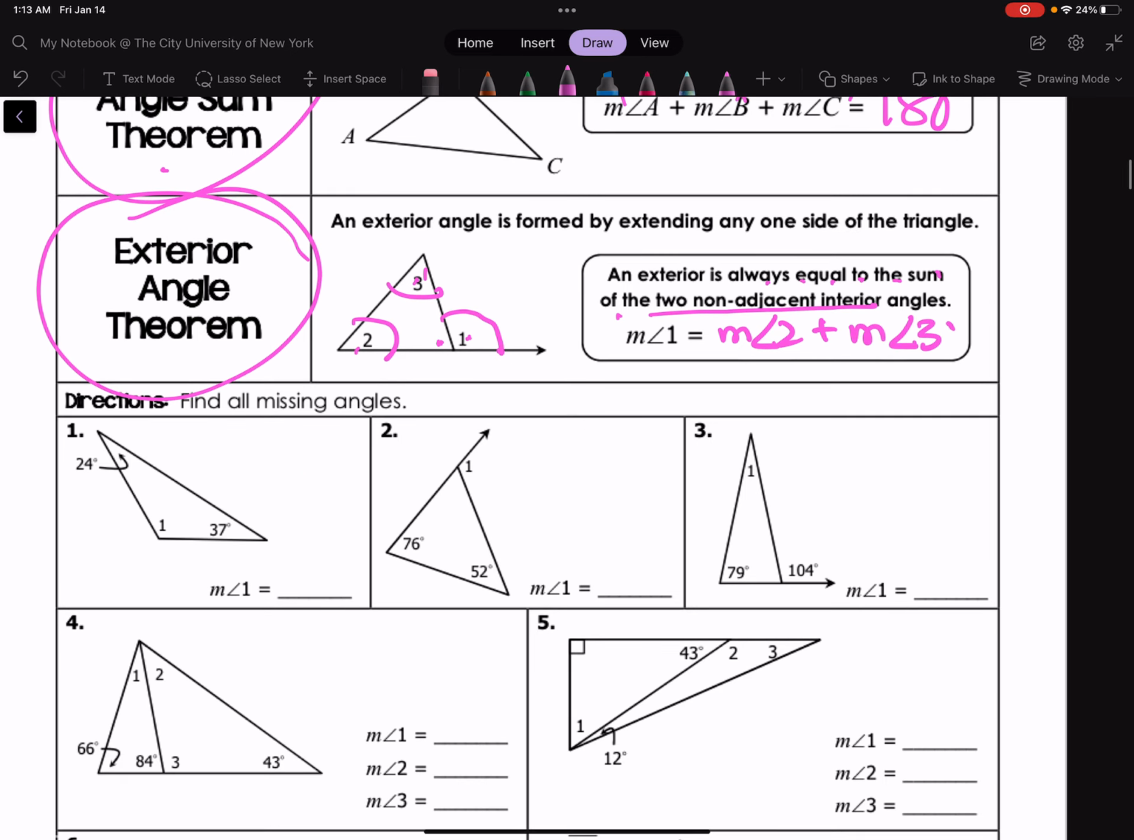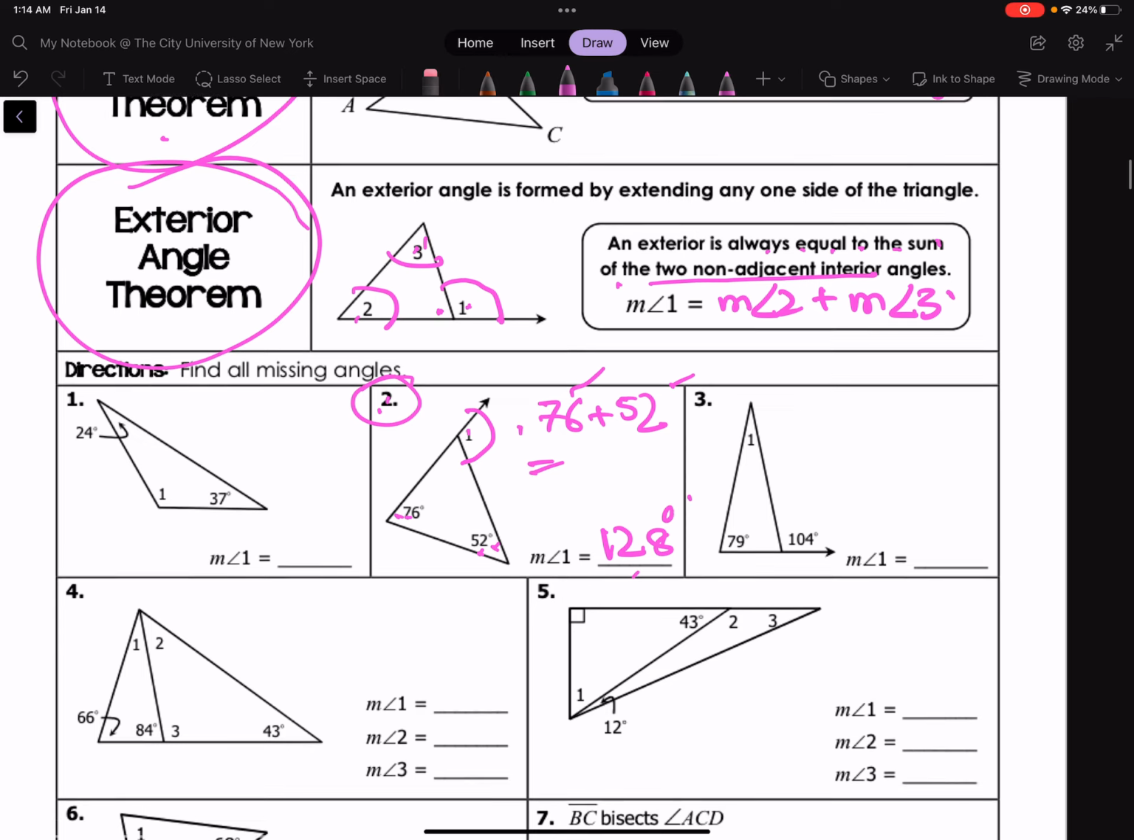Now if I give you number 2, two of the angles are given, what is angle 1? You can easily say it's the sum of these two. If you add them, 76 plus 52, what are you going to get? 128. So you should be able to do that.